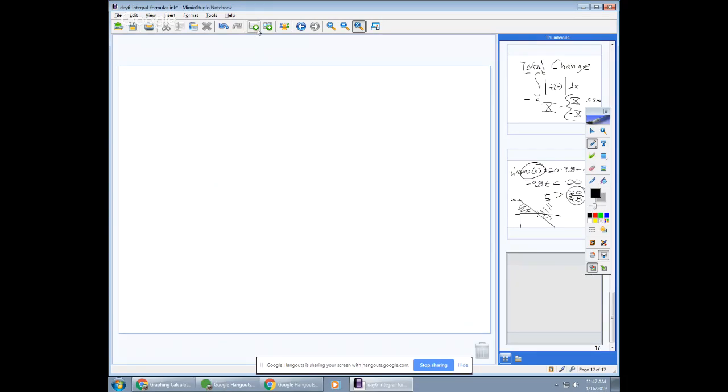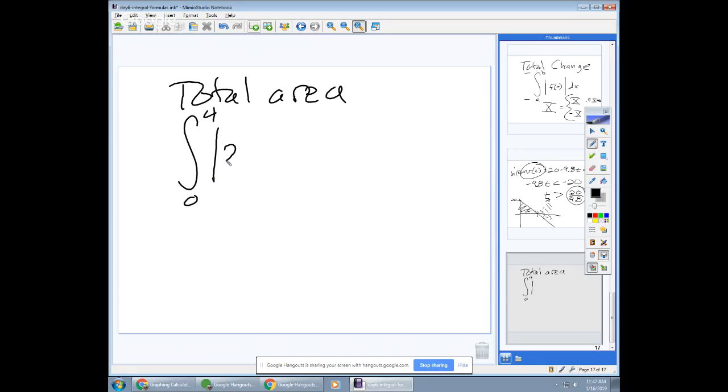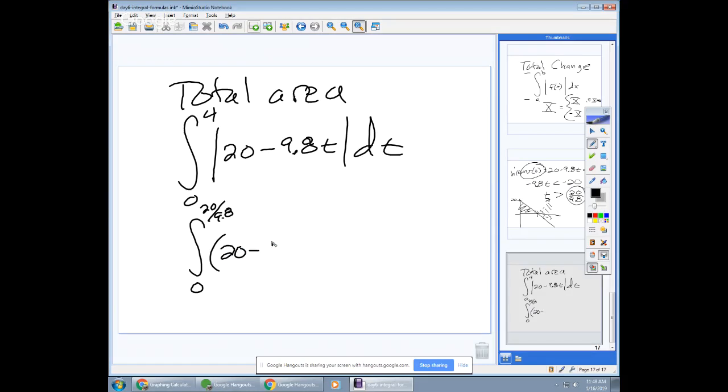If I want total area, technically I'm starting with the integral from 0 to 4 of the absolute value of 20 minus 9.8t. To deal with the absolute value, I have to say, okay, this is now two different functions, a piecewise function. The first piece goes from 0 to 20 over 9.8, exactly. And I'm going to choose to use the exact version of the number. And there, I don't have to worry about absolute value.